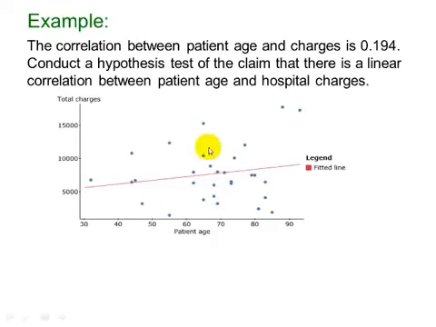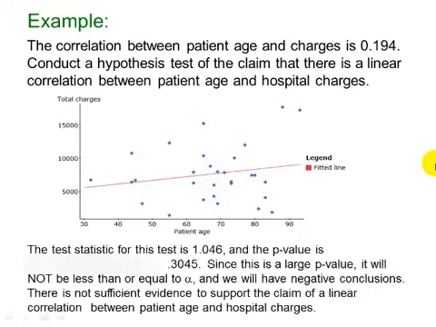When we do that linear regression on StatCrunch, it also gives us a scatter plot, and it goes ahead and draws a line in there. So here's what our scatter plot looks like. Now the test statistic for this test turns out to be 1.046. The p-value is 0.3045. Since this is a large p-value, it will not be less than or equal to alpha. We'll have negative conclusions. So our final conclusion for this would be that there's not sufficient evidence to support the claim of a linear correlation between patient age and hospital charges.